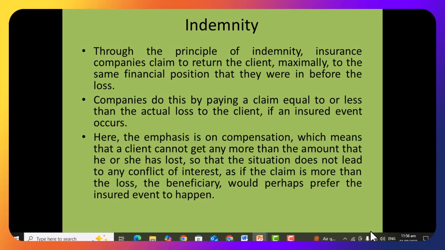Now, here is the point that indemnity means protection from the loss. It doesn't mean making a profit out of it for the client. So, insurance companies only compensate the loss. They don't let the client make a profit out of any loss.